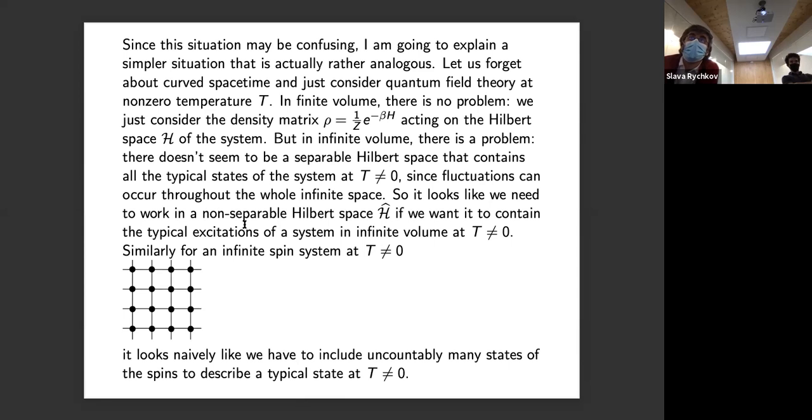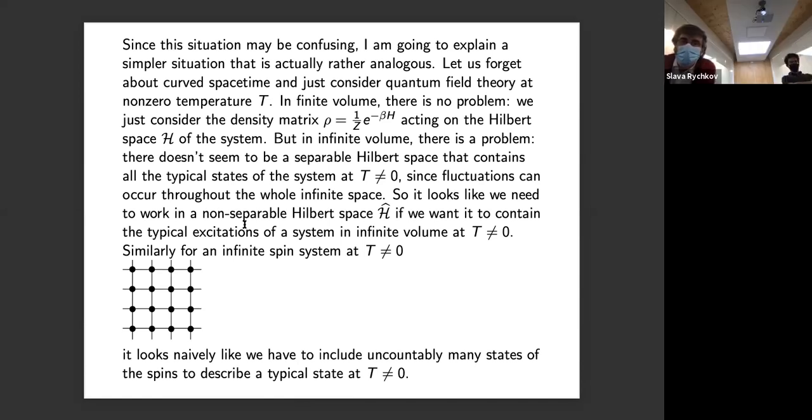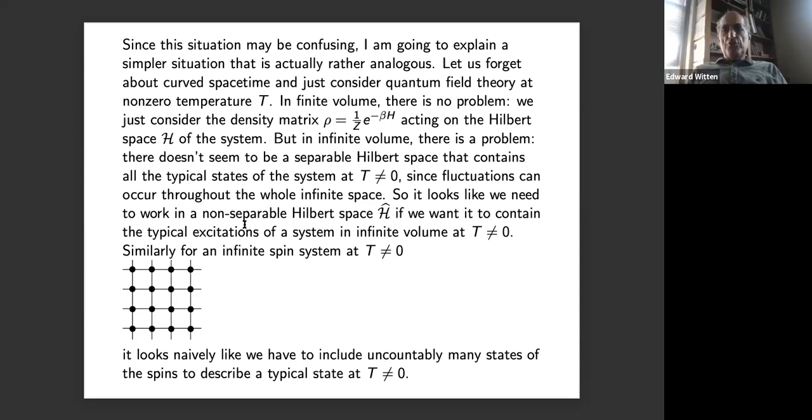Okay. In a closed universe, or asymptotically, instead of asymptotically flat, it could have been asymptotically anti-de Sitter. That's just as good. In a closed universe or with some good control at infinity, there's a Hilbert space. When that isn't the case, we're not in that situation, and I don't think there's a sensible Hilbert space. Okay. I'm going to describe a simpler situation that's actually rather analogous. Forget curved spacetime and just consider quantum field theory at non-zero temperature. So is there a good Hilbert space for describing quantum field theory at non-zero temperature?